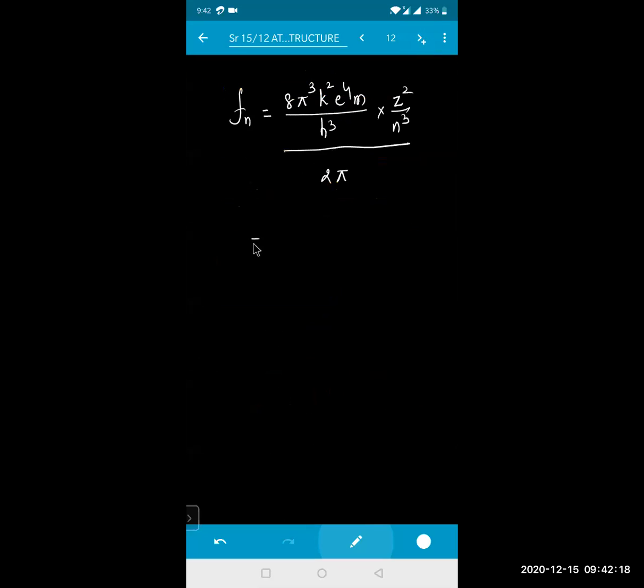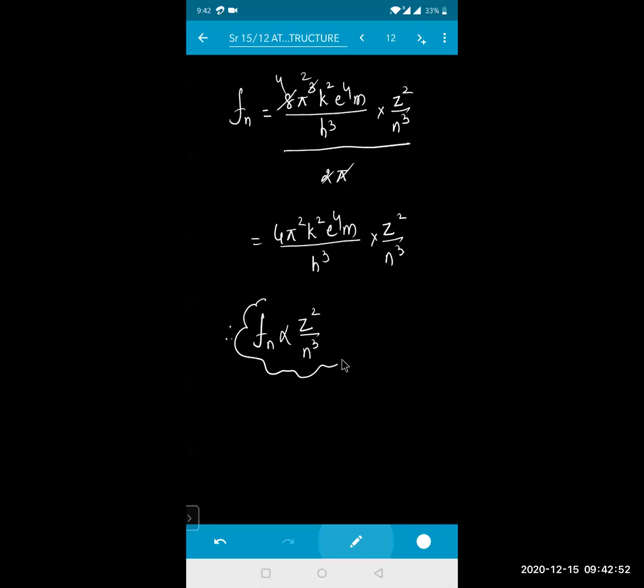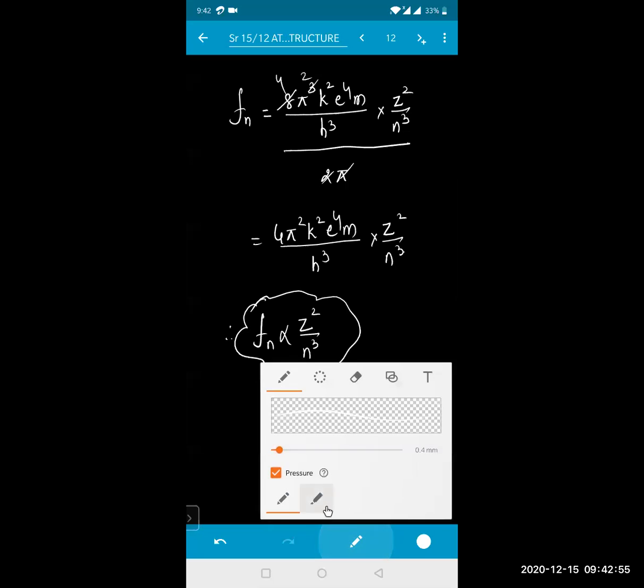So how much does this become? See, this will cross multiply. So 2 1s are 2, 2 4s are 8. This one will go here, and the pi gets cut with the pi cube, so it becomes pi square. So this will become 4 pi square k square e to the power of 4 into m divided by h cube into z square divided by n cube. Okay, therefore I can say that frequency of the nth orbit is also directly proportional to z square, and inversely proportional to n cube. This is also an important relation. Both of them have the same formula.